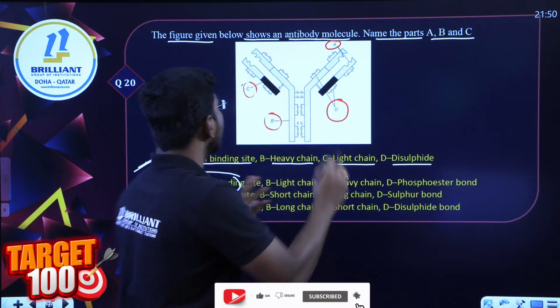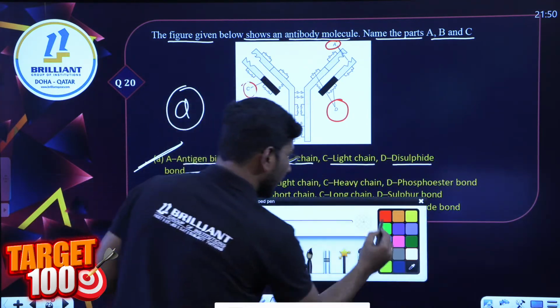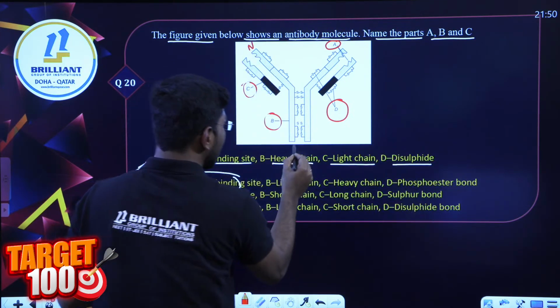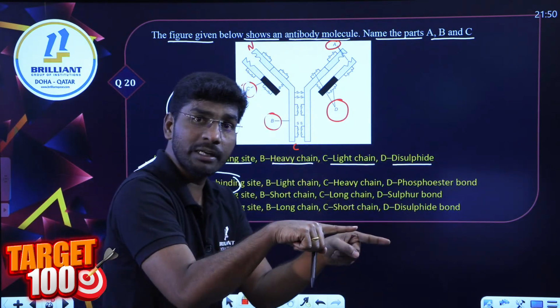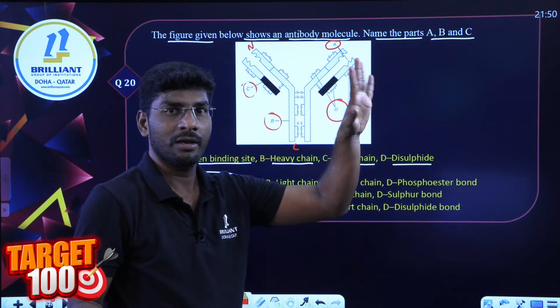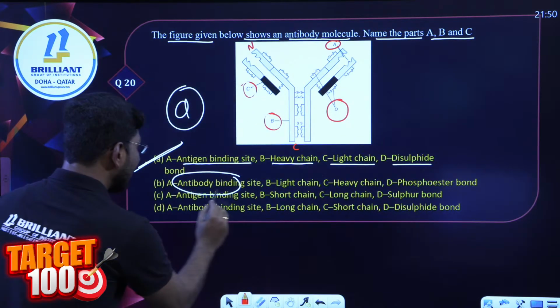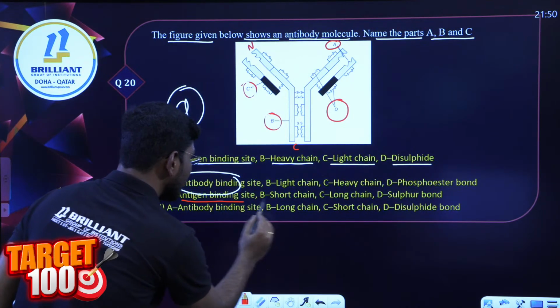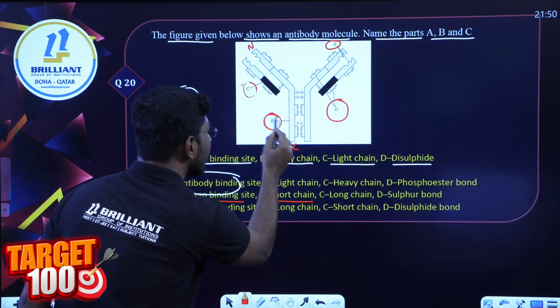Remember students, here this is called the N terminal. You know what this is? This is the N terminal and this is the C terminal. Amino terminal means the amino group NH2 is there, and also the carboxylic. Done? Now, this is not the antibody. Antigen binding site, short chain. B is not a short chain, it is a heavy chain.